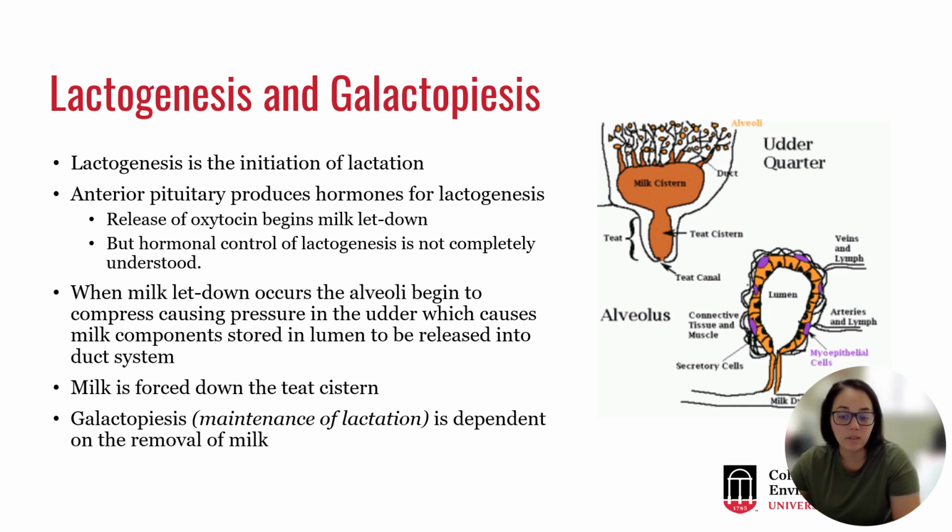From the milk duct, it travels into the cistern, then down the teat cistern, and then through the teat canal. When we talk about galactopoiesis, that is just a very difficult to pronounce term that refers to the maintenance of lactation. In order to maintain lactation, it is heavily dependent on milk being removed.